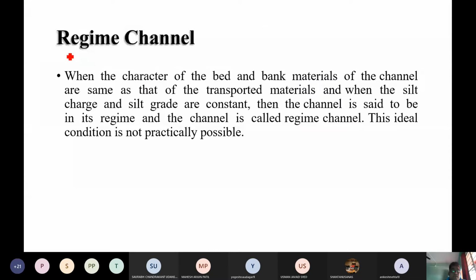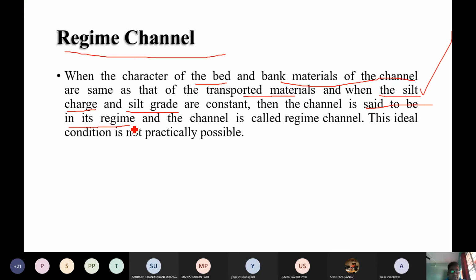The next parameter, regime channel. When the characteristics of the bed and the bank materials of the channel remain the same as those of the transported material, and when the silt charge and silt grade are constant, then the channel is said to be a regime channel.